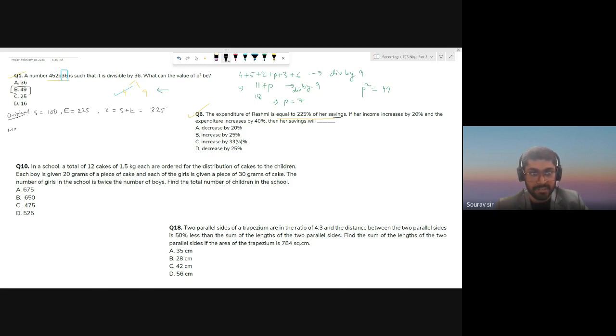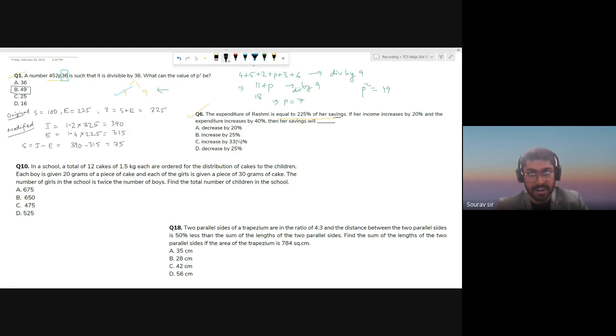Now, modified case. This is when new conditions come in. Income increases by 20%. So new income will be 20% more than 325. So it's 1.2 times 325. That turns out to be, use the on-screen calculator, 390. And expenditure increases by 40%. So expenditure is 1.4 times 225. That becomes 315. Right? Now we have to decide whether her savings will increase or decrease. So savings is income minus expenditure. So that's 390 minus 315, which is 75.